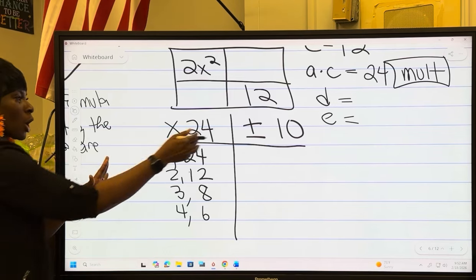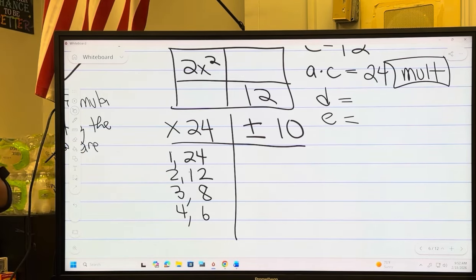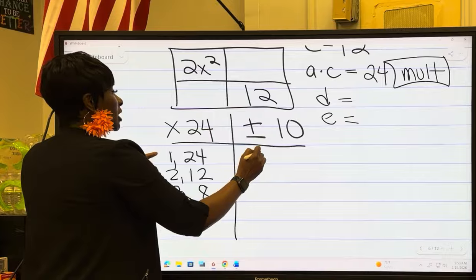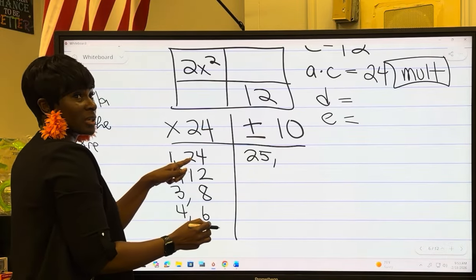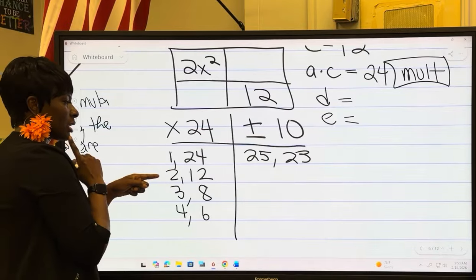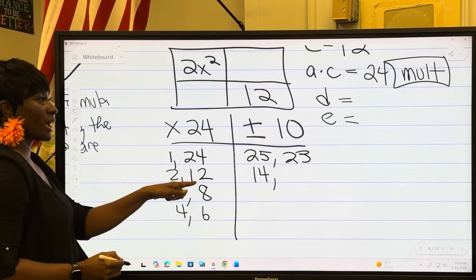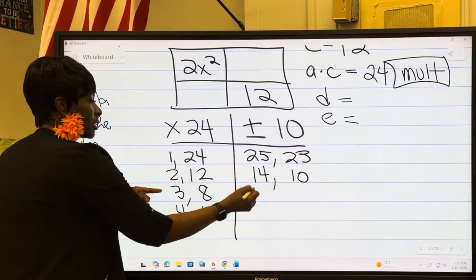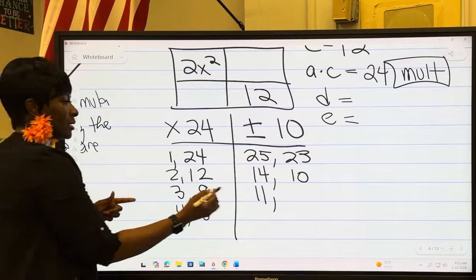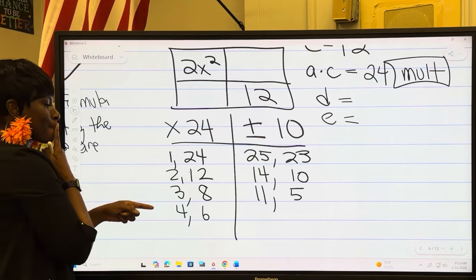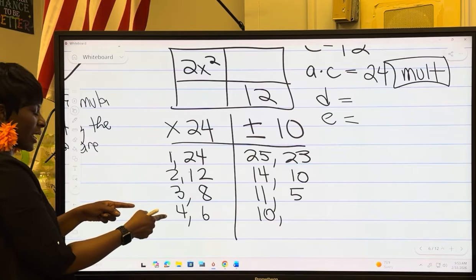All right. So now I'm going to go over here. What am I going to do? I'm looking for numbers that add and subtract to give me 10. If I add 1 and 24, what do I get? 25. If I subtract them, what do I get? 23. If I add 2 and 12, what do I get? 14. If I subtract them, 10. If I add these two numbers, 11. Subtract them, 5. Add these two numbers, 10. Subtract them, 2.